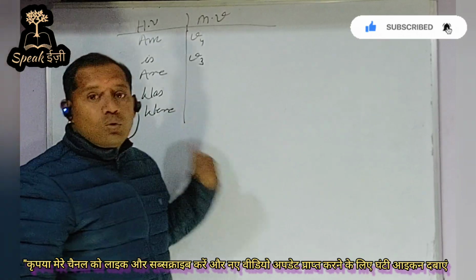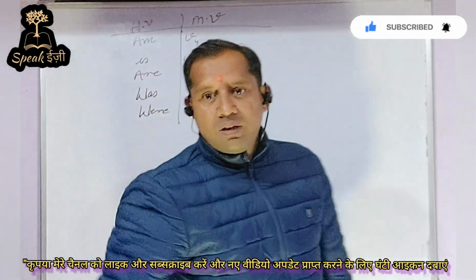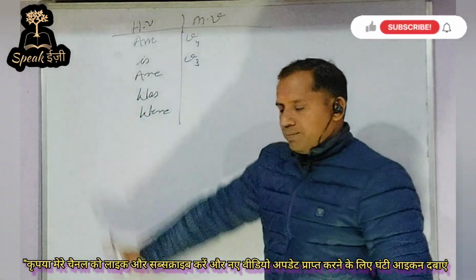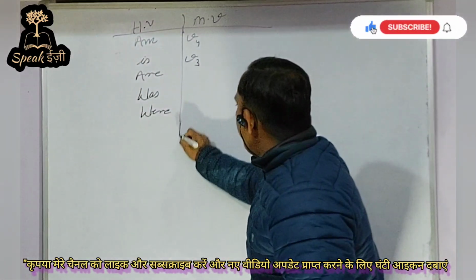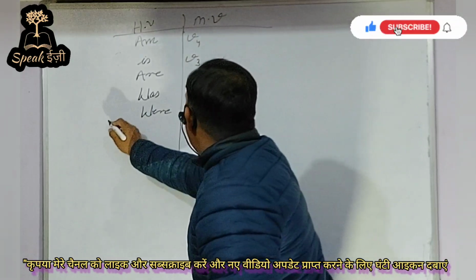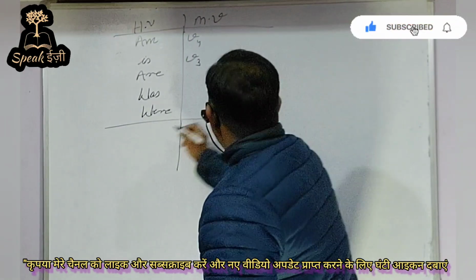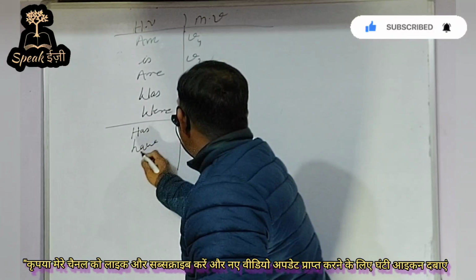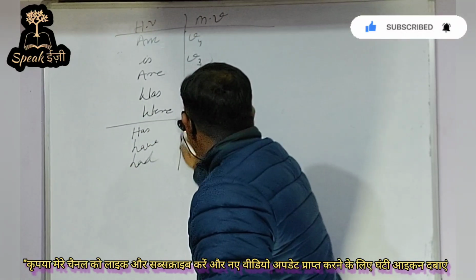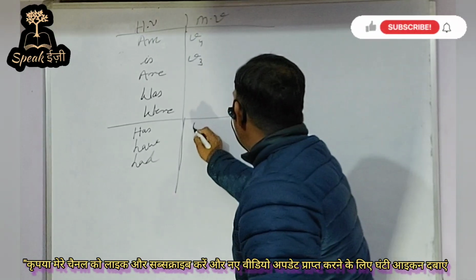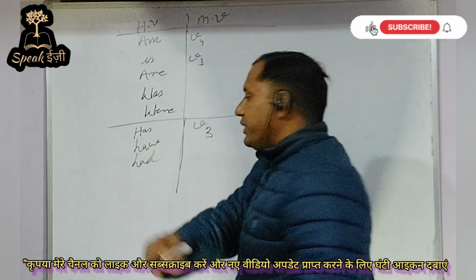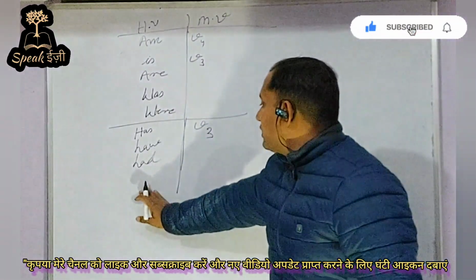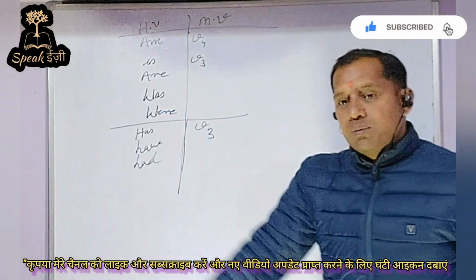These are the only two possibilities when our helping verbs are these verbs. Now, moving forward, if we have has, have, and had, what are the possibilities? We have only one possibility, that is V3rd. Only V3rd is possible whenever we have these verbs as the helping verbs.